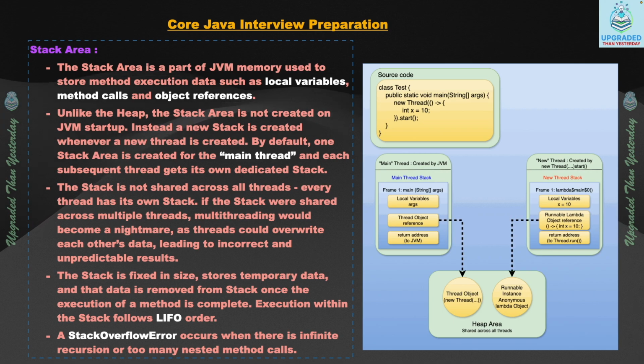The heap area, which is shared between both the threads, holds two objects: the Thread object and the anonymous object that implements the Runnable interface, created via lambda expression.